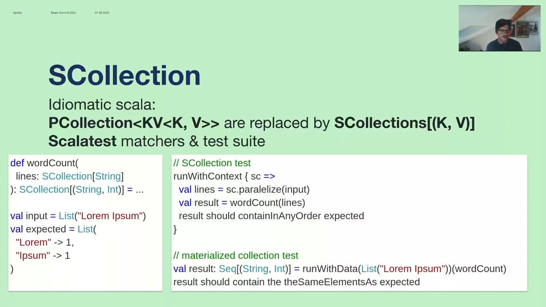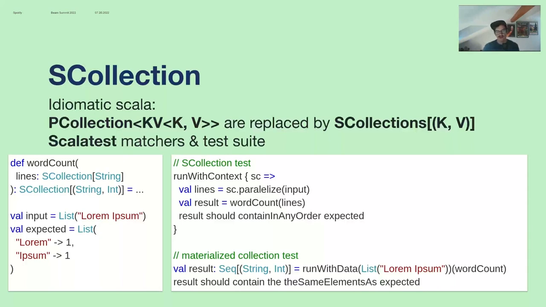So let's consider the word count defined as on the left. It accepts lines of text and returns the word count. So if you have this input, lorem ipsum, you'll have the expected result here. What you can do in Scio is call run with context. It will provide you the context, which is really similar to the pipeline with some nice additions to it. We transform our normal collection to an SCollection with parallelize. We pass it to the word count pipeline and we get the result.